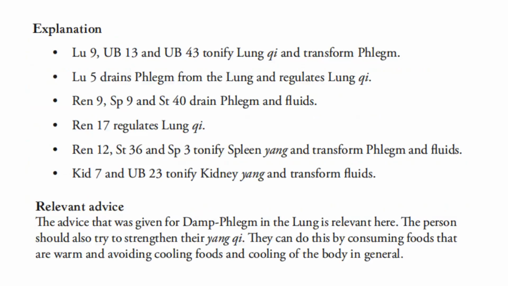As an explanation to the choice of points, lung 9, UB13, and 43 tonify lung qi and transform phlegm. Lung 5 drains phlegm from the lung and regulates lung qi. REN 9, spleen 9, and stomach 40 drain phlegm and fluids. REN 17 regulates lung qi. REN 12, stomach 36, and spleen 3 tonify spleen yang and transform phlegm and fluids. Kidney 7 and UB23 tonify kidney yang and transform fluids.